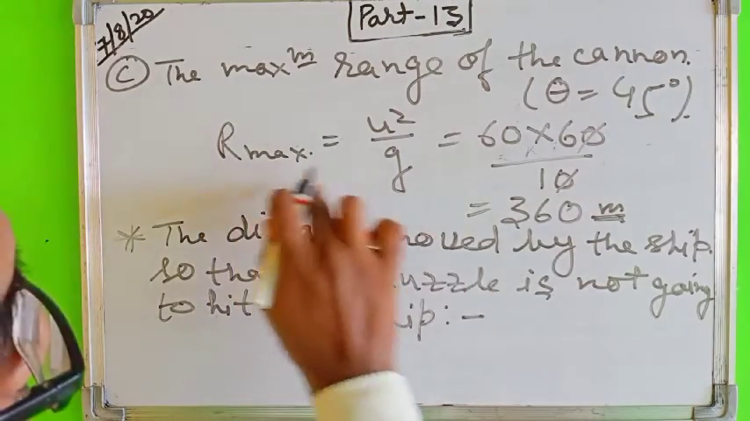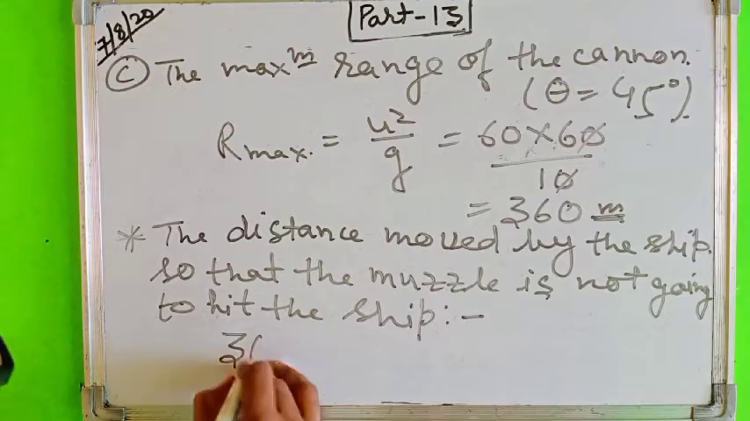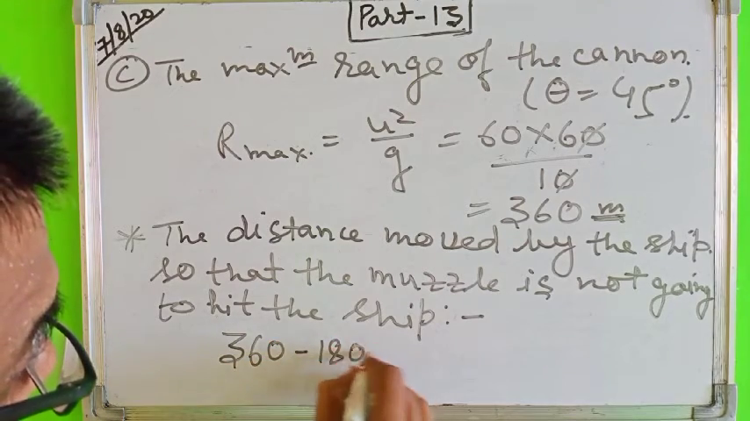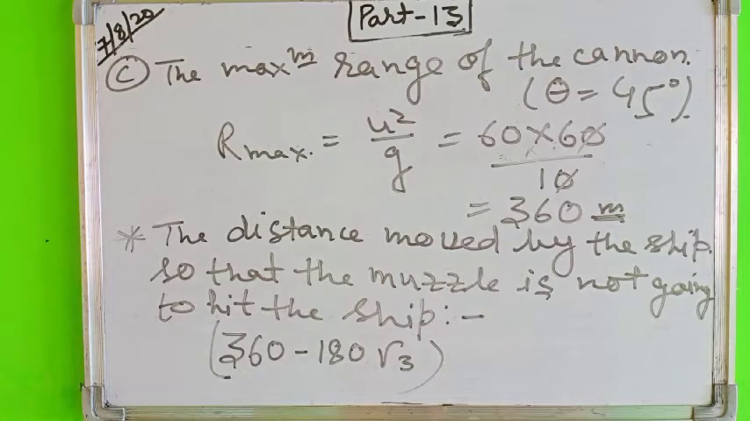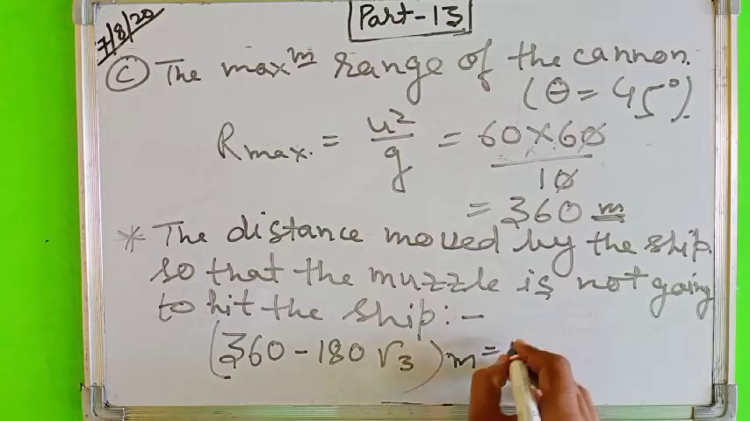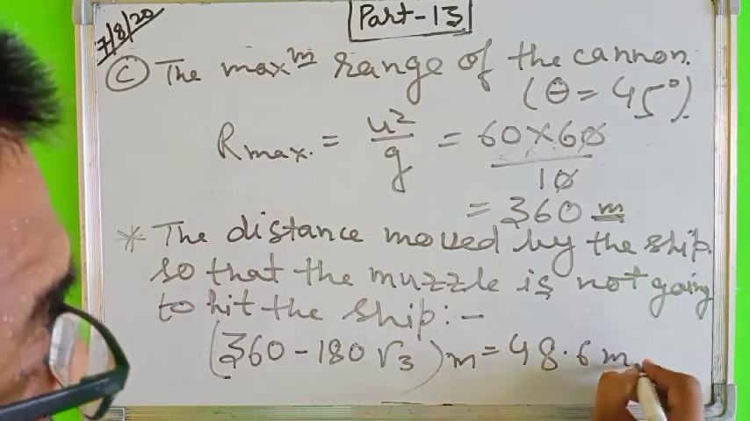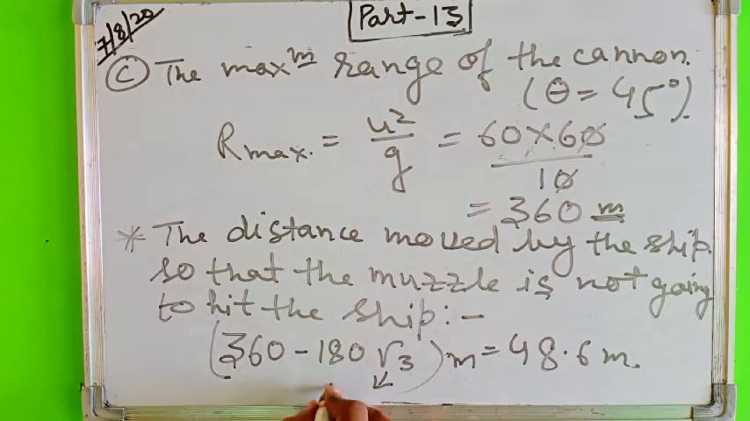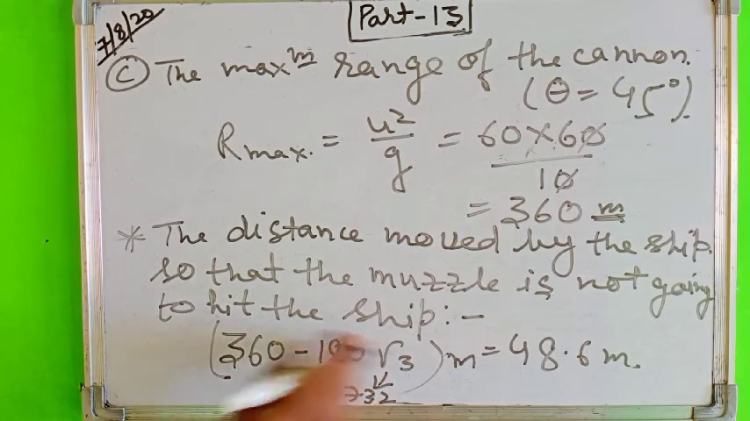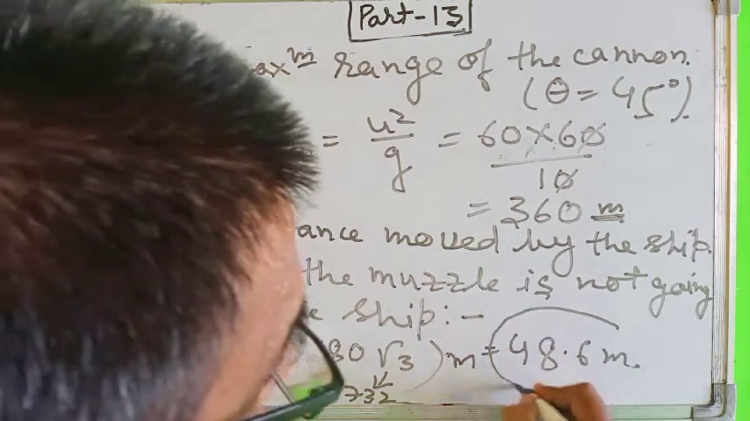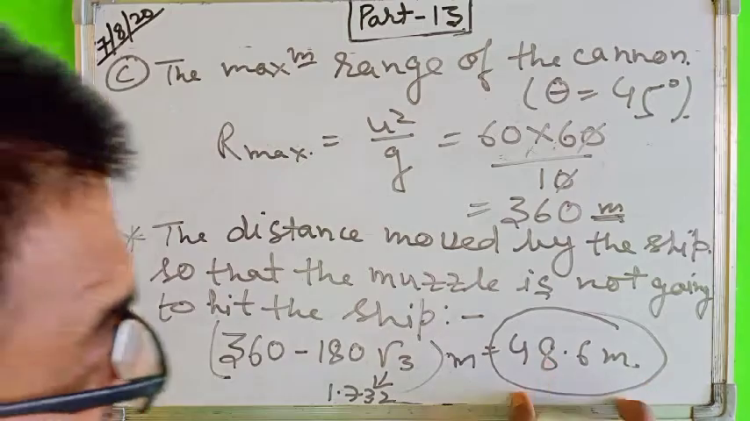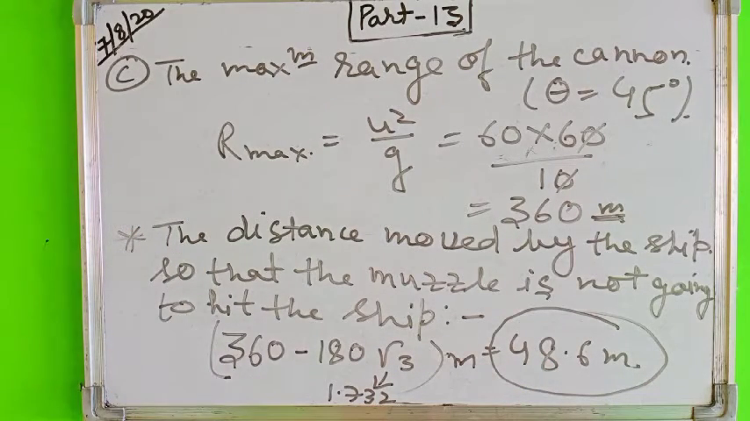So the maximum range of the muzzle is 360 meter. So 360 minus 180 root 3, and it is equal to 48.6 meter. Put the value 1.732 and then multiply and then subtract from this. So if the ship is going to shift with this distance, then the muzzle is not able to hit the ship. So this is all about this question, students.